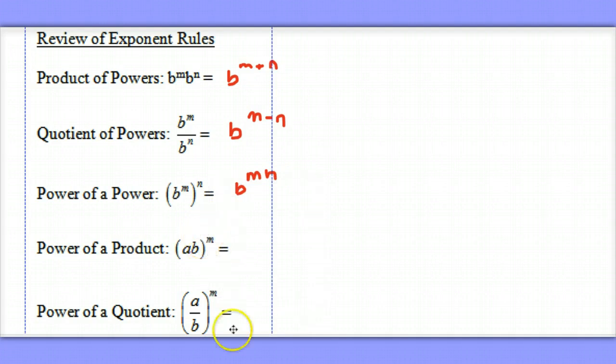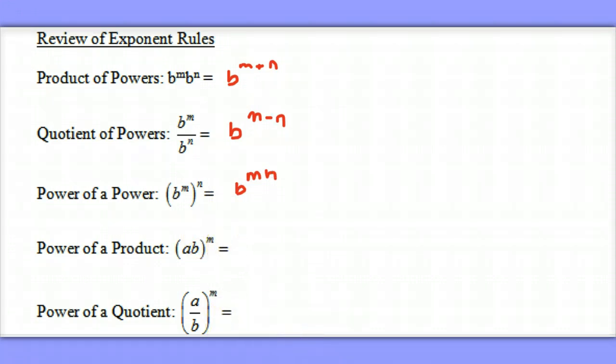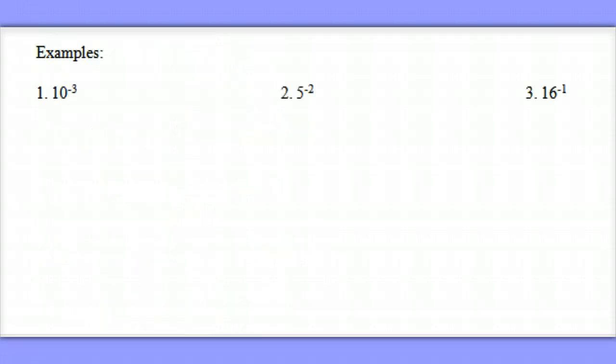Here we have a product raised to a power. So we're going to apply that exponent to both of the factors inside the parentheses. So we're going to have a to the m power times b to the m power. And then here we have a quotient, and just like when we had a product raised to a power, when we have a quotient raised to a power, we're going to apply that power to both the numerator and denominator. So a over b to the m power is the same as a to the m power over b to the m power. Now we're ready to take a look at some examples.